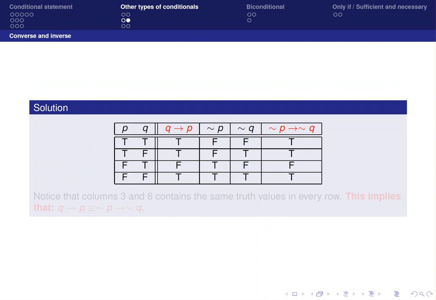So here's my truth table. Again, I constructed it using the same rules that we've been discussing, implications and negations. And what's useful to notice here in this table is that columns 3 and 6 are equivalent.